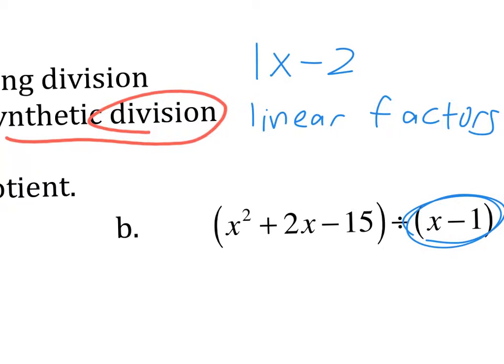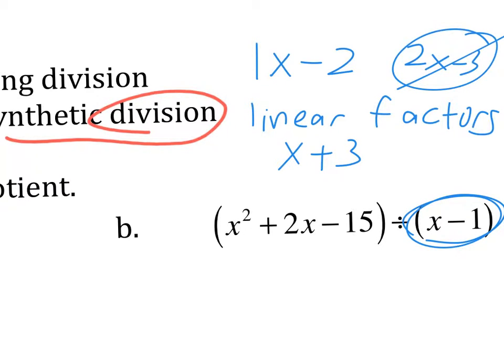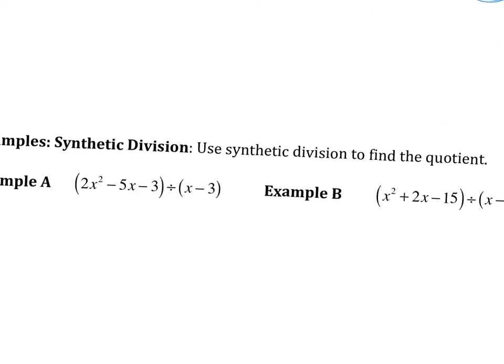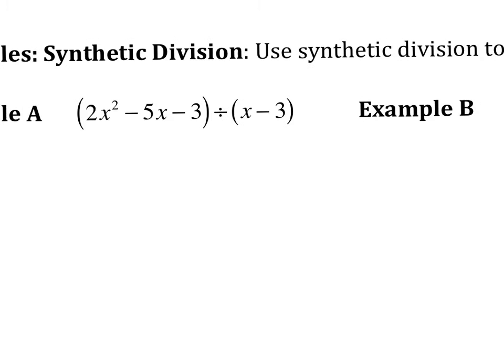So I can have x minus 2, I can have x plus 3, but I'm not going to say 2x minus 3. I can't divide by a 2x minus 3. It has to be a linear factor whose a is 1. So there has to be a 1 in the front. So notice all these problems here. I'm dividing by a polynomial. It's a binomial, and it has a 1 in the front there.